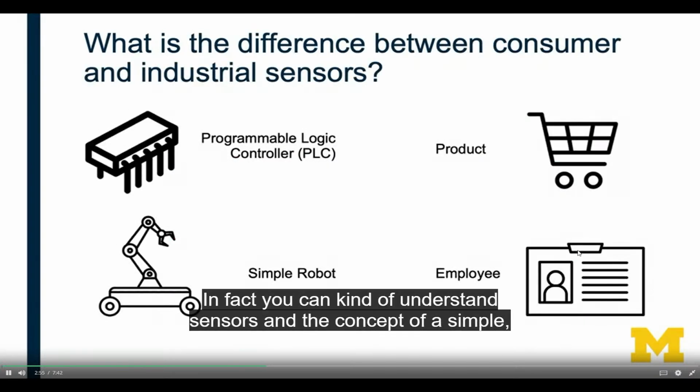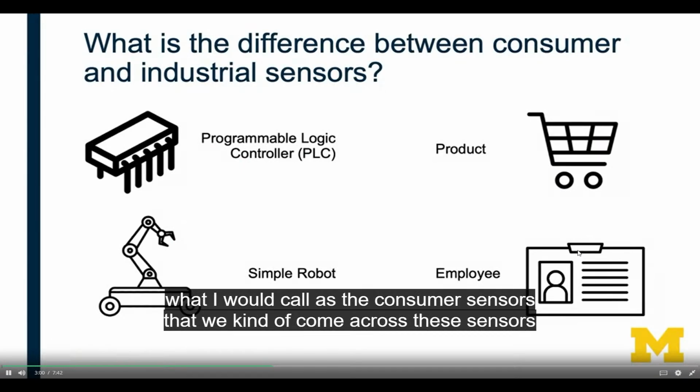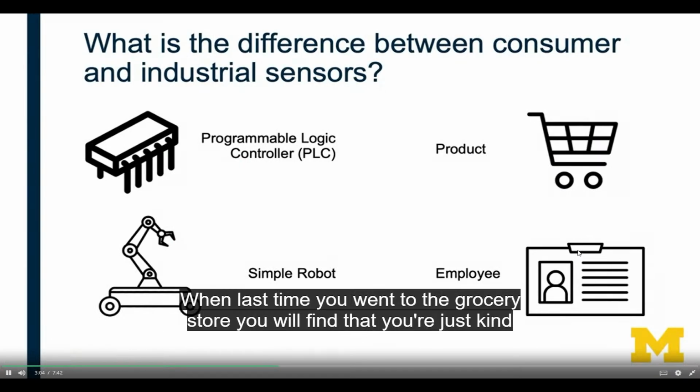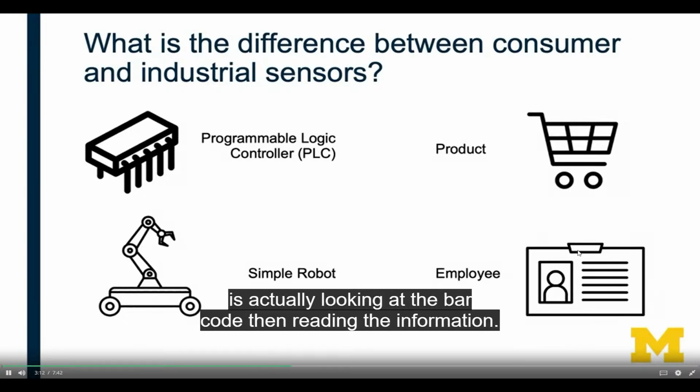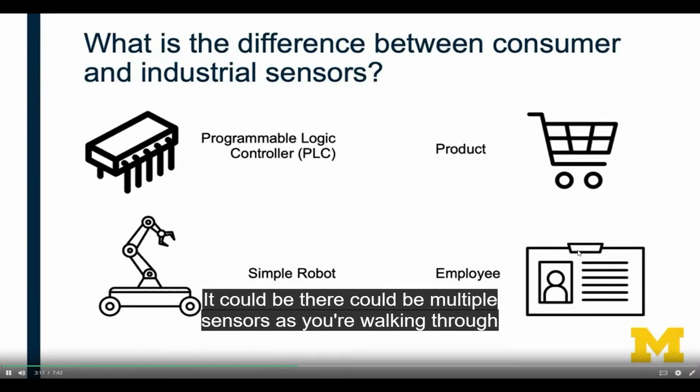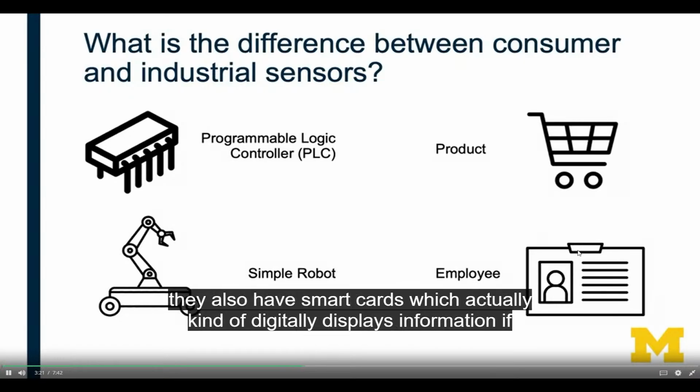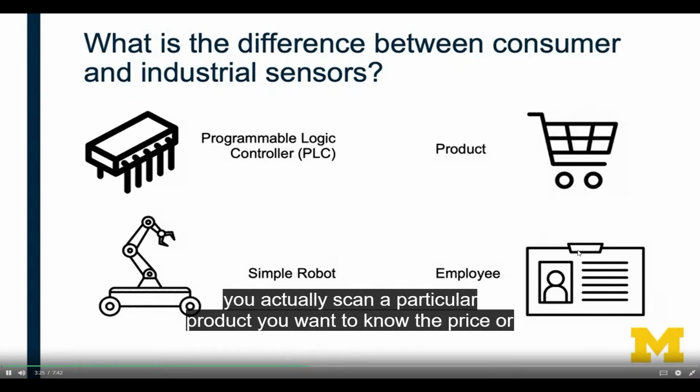You can understand sensors through what I would call consumer sensors, which we come across day to day. When you last went to the grocery store, you were scanning the item you're buying. There's a sensor there looking at the barcode and reading the information. There could be multiple sensors as you walk through the aisle. In some grocery stores, they also have smart cards which digitally display information if you scan a particular product, such as the price or other information about that product.